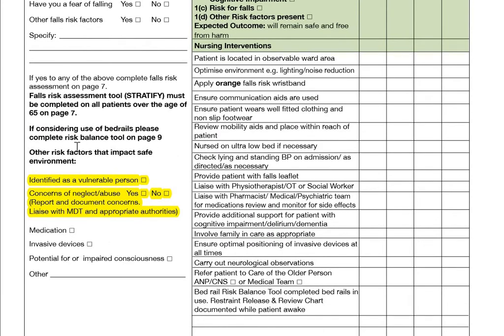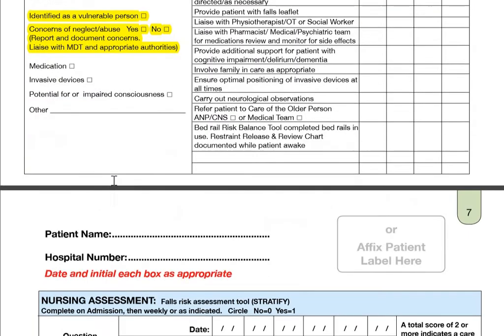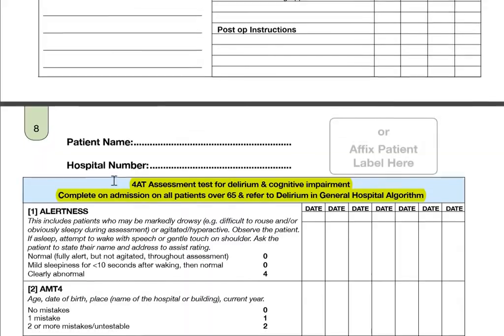The other thing we need to look at is whether we should be using bed rails on this patient or not. So if you are considering the use of bed rails, you're after assessing the patient, you've discovered that they're high risk of falling, maybe the patient is very frail, very elderly, and you think that the patient may benefit with the use of bed rails. Well, we need to do a risk balance assessment before we make that decision, and that is on page 9. So I'll scroll down to page 9 of the document.